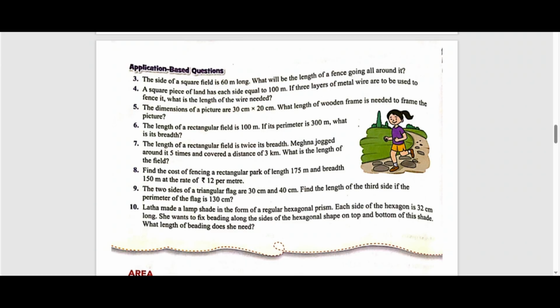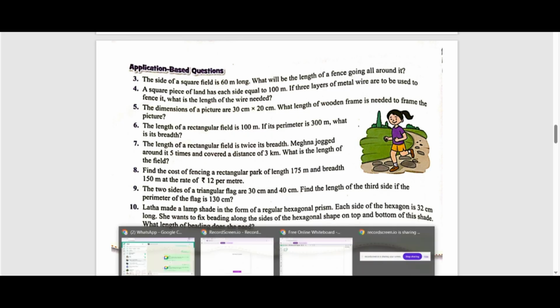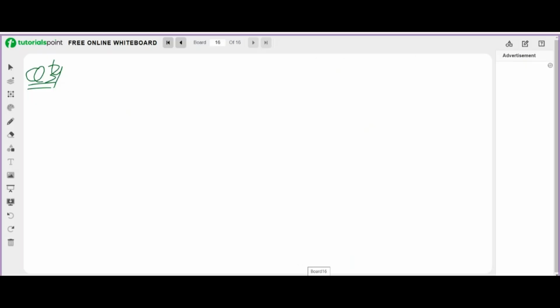So question number 4 is: a square piece of land has each side equal to 100 meter. If 3 layers of metal wire are to be used to fence it, what is the length of the wire needed? Okay, basically first we have to find the perimeter, and the answer will be multiplied with the three layers of metal wire. Then you will have your final answer. So we have to follow the steps here as well.